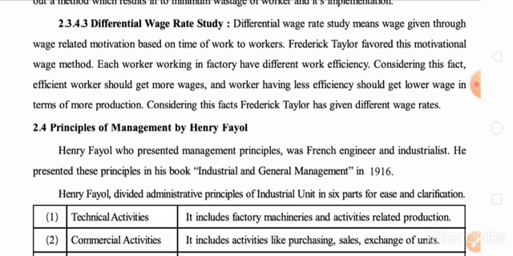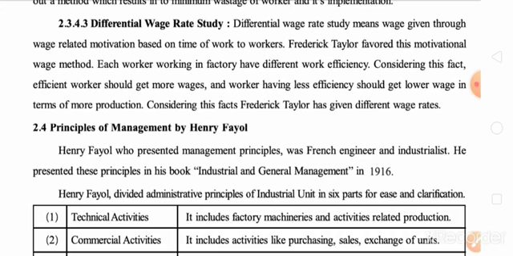So this is the third and last study, or technique, given by Frederick Winslow Taylor, that is differential wage rate study. Here we have discussed the wage given through wage related motivation based on time of work to workers. Basically, the time spent by the worker in the factory and the wages provided to them is the old and traditional method. In the new and latest method, we are focusing on the productivity and production done by the workers instead of their time spent in the organization.